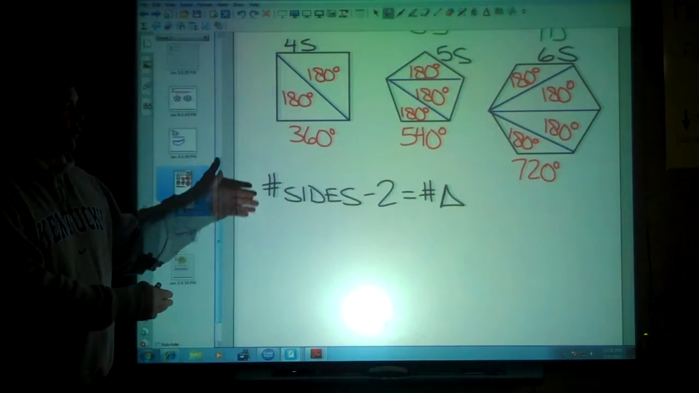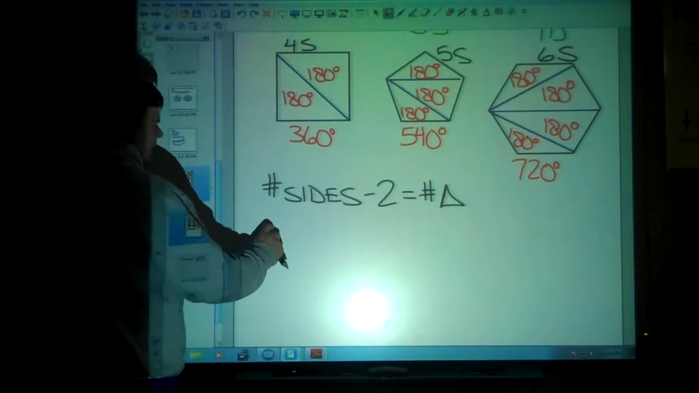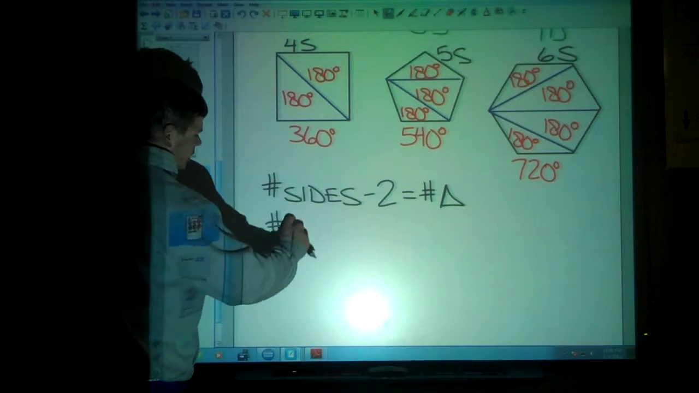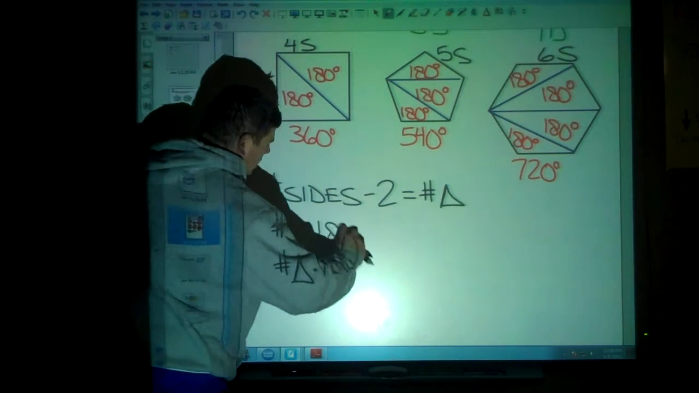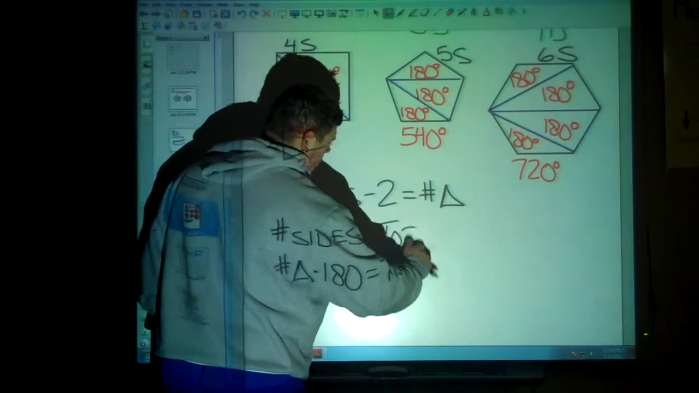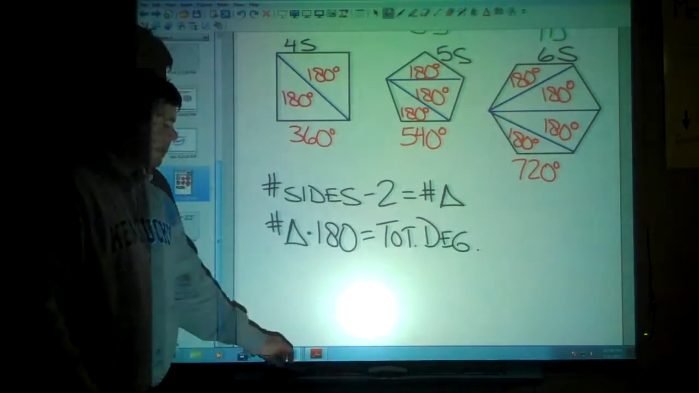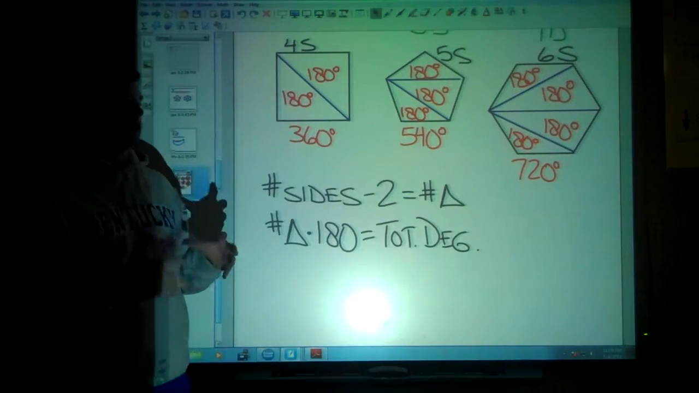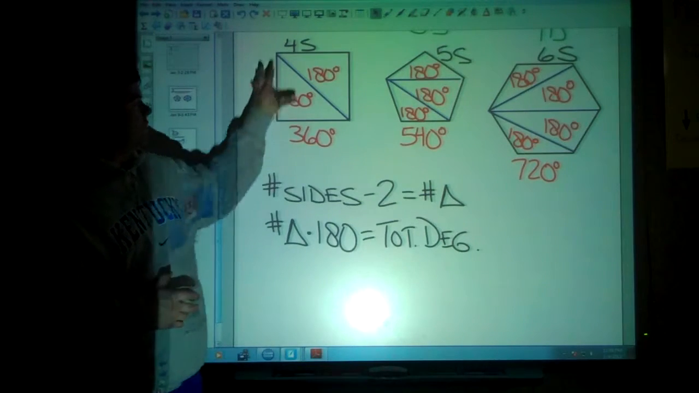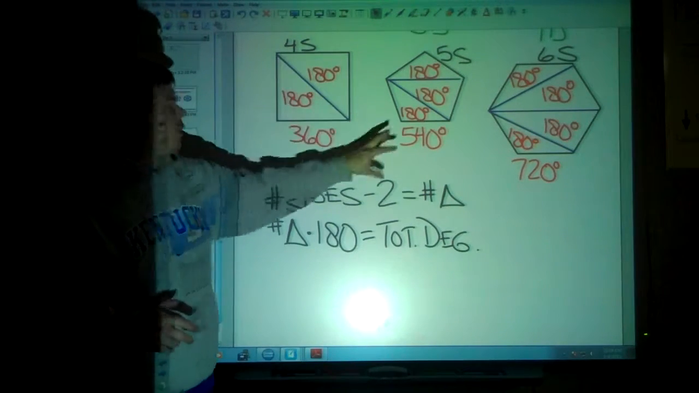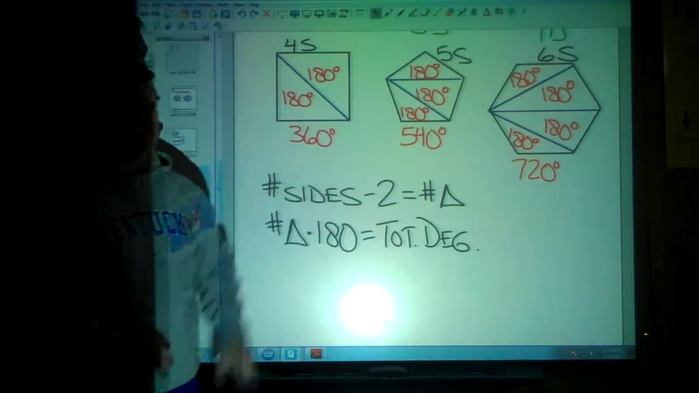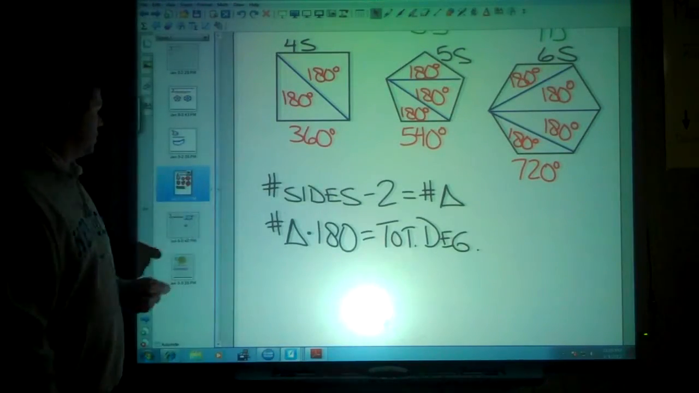And then if you want to know how many total degrees there are, it's the number of triangles times 180 equals the total degrees. And then if it's regular, if all the sides are the same and all the angles are the same, you can take the total degrees and divide by 4 or divide by 5, and it would tell you how much is in each one of those corners, each one of those vertices.